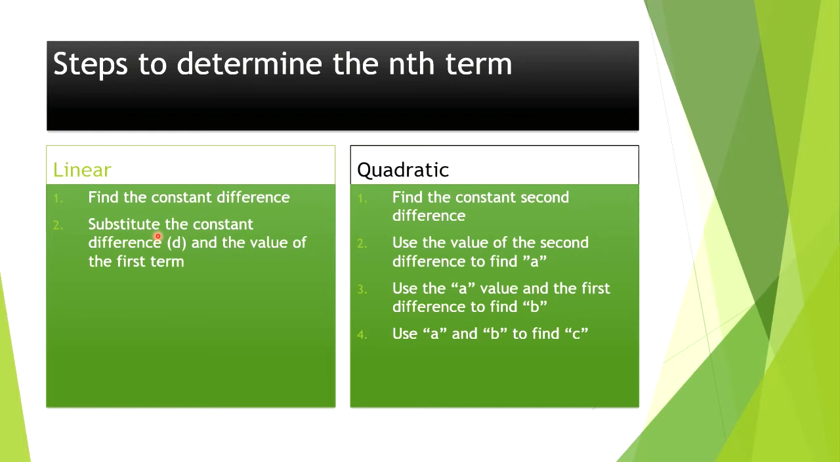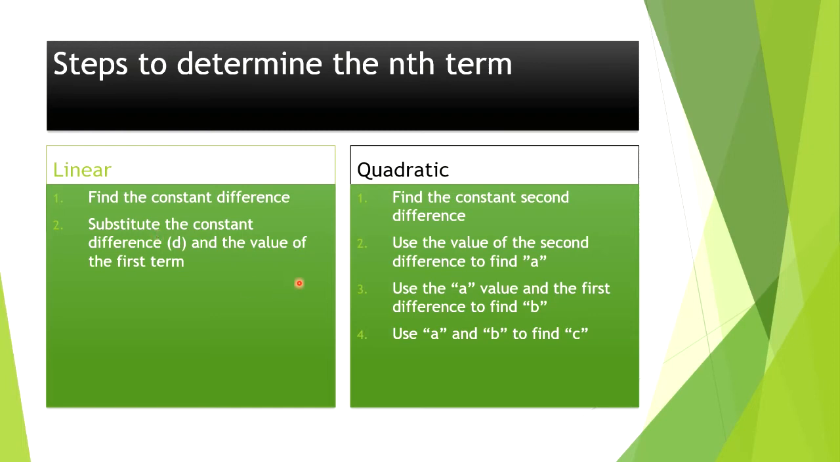And then you substitute the constant difference d and the value of the first term. 99% of the time they just give you the first term. It's just there. The one you have to calculate is the constant difference, because you have to subtract the value of the first term from the value of the second term.